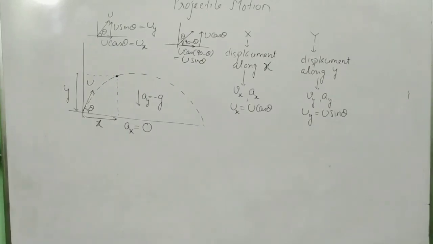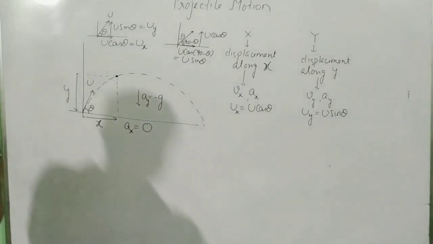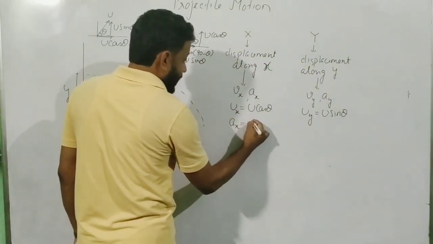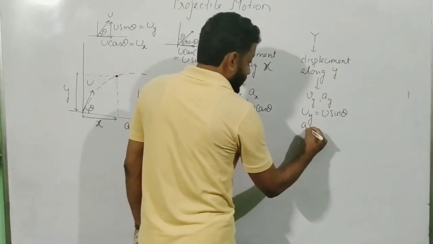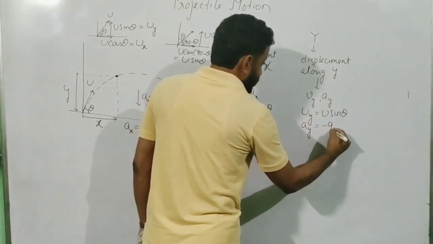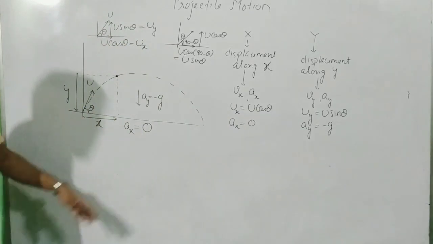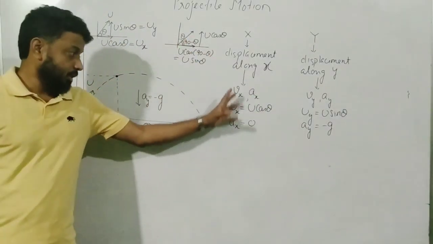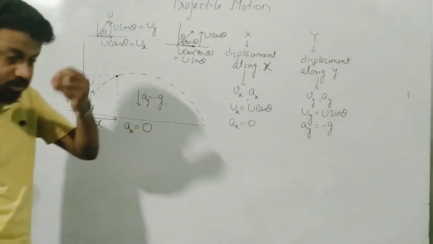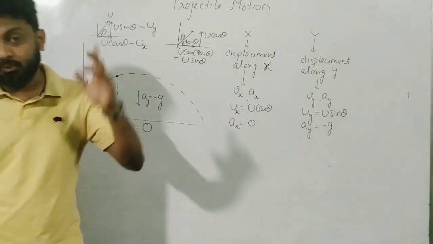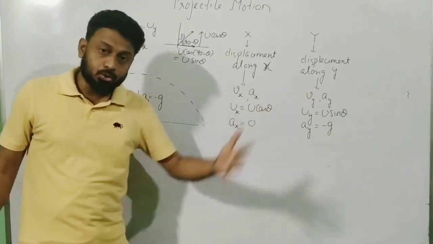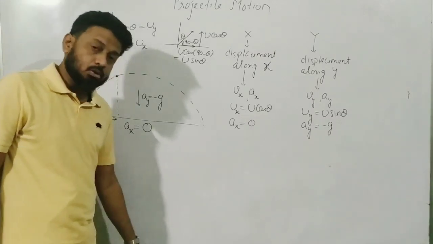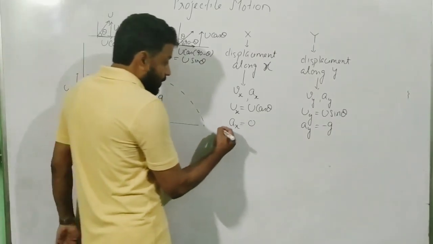Now we have the accelerations along each direction. Along x direction the acceleration is 0, whereas along y direction it is minus g. And this too is what we require. Along with this information, what do we need? We need those three equations of motion of kinematics: v equal to u plus at, s equal to ut plus half at square, and v square minus u square equal to twice as. So allow me to write that.